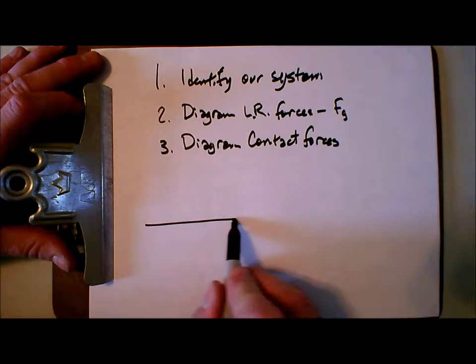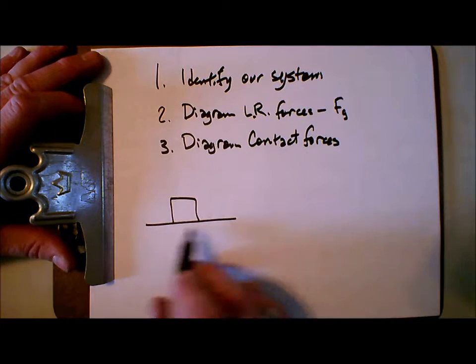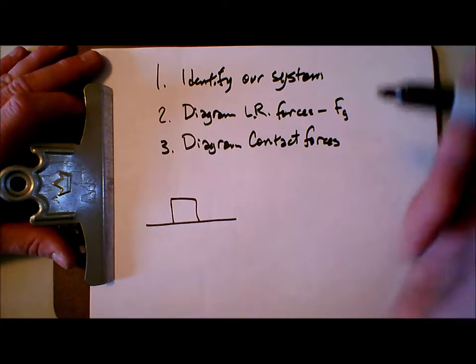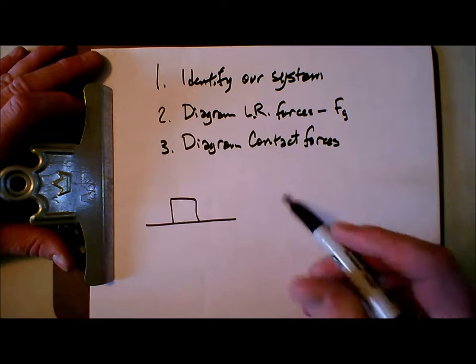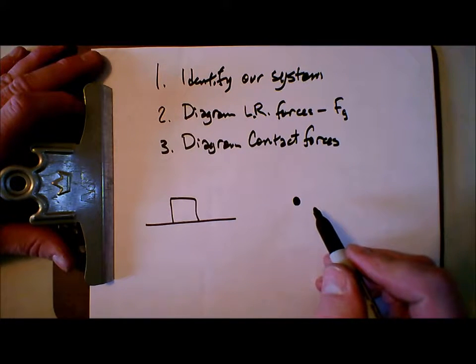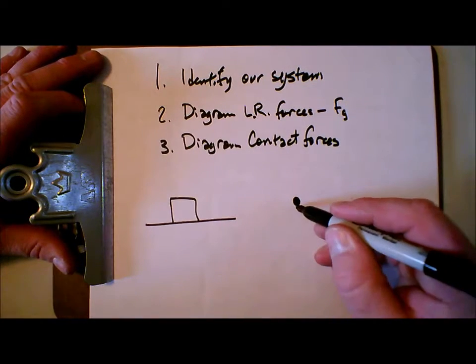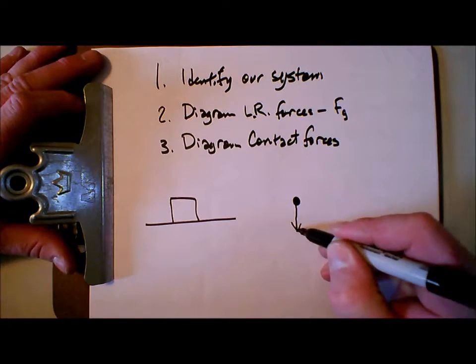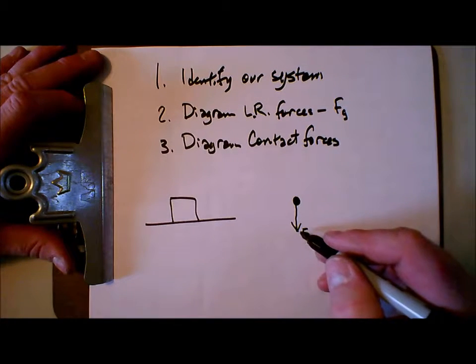Let's do an example. Suppose I have on my table a box. So here's a box sitting on the table. Well, the system is going to be the box. I'm going to represent the system with a dot. So here is my force diagram that represents my box, my system. Next, I'm going to diagram long-range forces, the force of gravity. I know that it's downward, and I'm going to label that F sub g. So I use a downward arrow to indicate the direction.